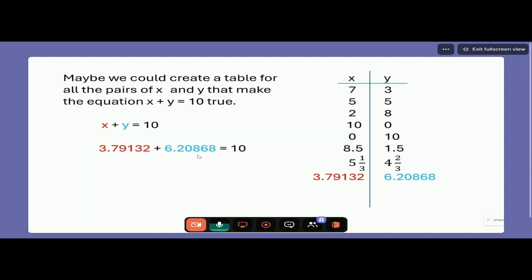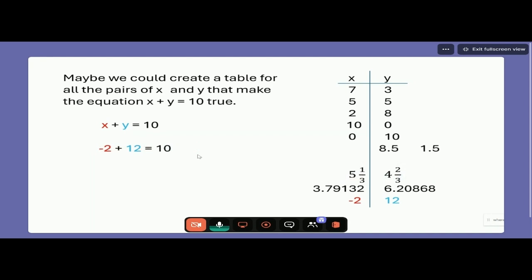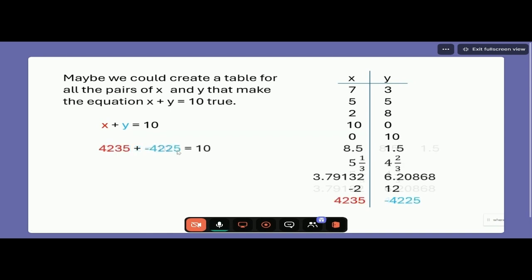the equation true. So far they're all positive numbers, but who's to say we couldn't have negative, so y is negative 2, x is positive 12, add them together, you get 10, that one solves the equation. Or we could get really, really big numbers, right? 4,235 plus negative 4,225, that adds up to 10.